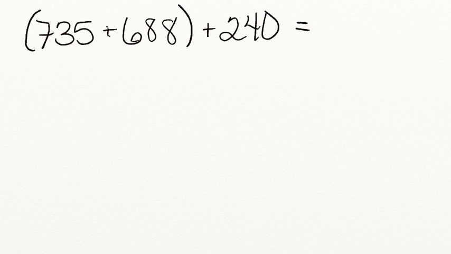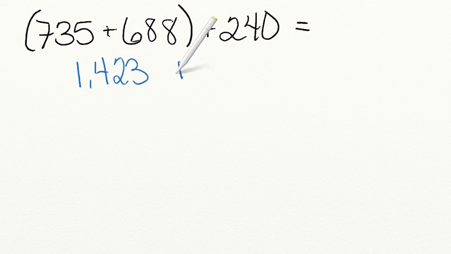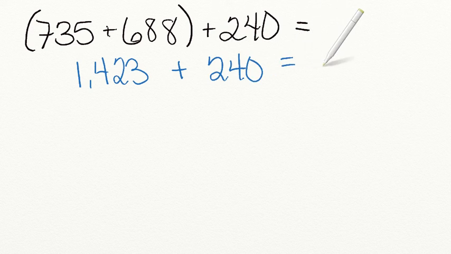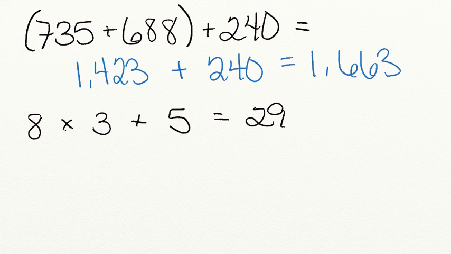Let's go ahead and practice a few problems together. To start, we're going to evaluate this expression. We're going to start by adding 735 and 688 because that's our first set of parentheses. So 735 plus 688 gives us a sum of 1,423. And now we can add that to 240. So that gives us an overall answer of 1,663. Great job!